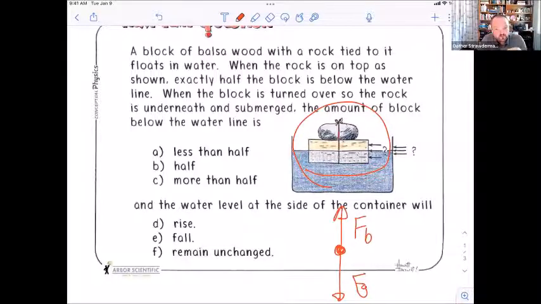This is the free body diagram, right, folks? Buoyant force up, force of gravity down for the system, correct? And they're equal to one another because it's floating. What's the free body diagram look like when I flip it upside down? Same. And since it is the same, the buoyant force is the same. And since the buoyant force is the same, the weight of water moved out of the way is the same. And if the weight of water moved out of the way is the same, then we know that the answer to the second question is remain unchanged.